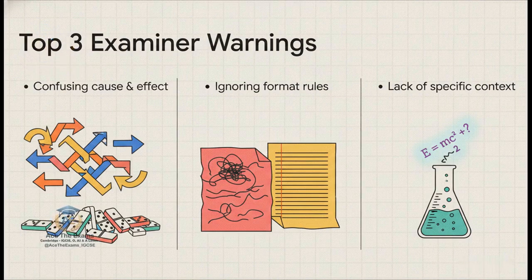Number 2 is ignoring format and presentation. Examiners explicitly report that students bleed marks because they don't apply correct formats, they use sloppy terminology, or they completely abandon clear working out. And number 3, answers lacking specific context. You absolutely cannot just regurgitate a memorized formula. You have to tailor your answer to the specific experimental variables and the actual data given in the text or table.